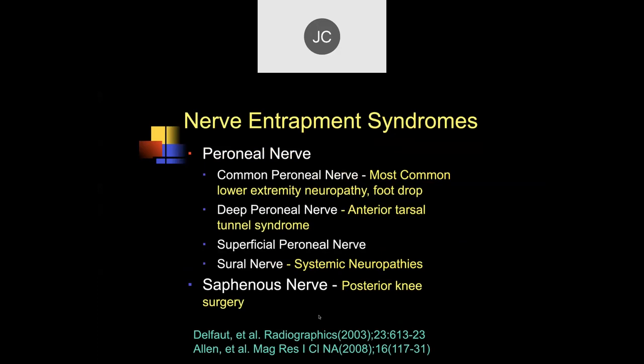So we can start with the peroneal nerve. The most common neuropathy in the lower extremity is a foot drop, which typically involves the common peroneal nerve, often around the knee, adjacent to the proximal end of the fibula. We can also get abnormalities involving the deep peroneal nerve, which is called the anterior tarsal tunnel syndrome, the superficial peroneal nerve, and then the sural nerve, as well as the saphenous nerve.